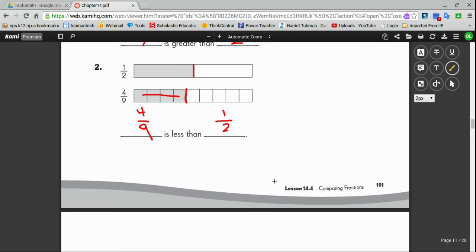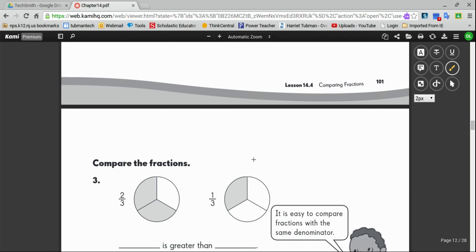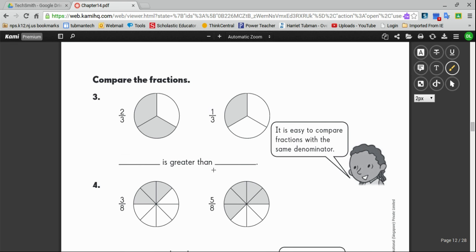All right, let's look at the next page, 102. Here, we can compare the fractions. Now let's look at what this little girl says. It says, it is easy to compare fractions with the same denominator. So if we have the same denominator, which is our bottom number, I'm going to circle it right now. Here we have 2/3 and 1/3.